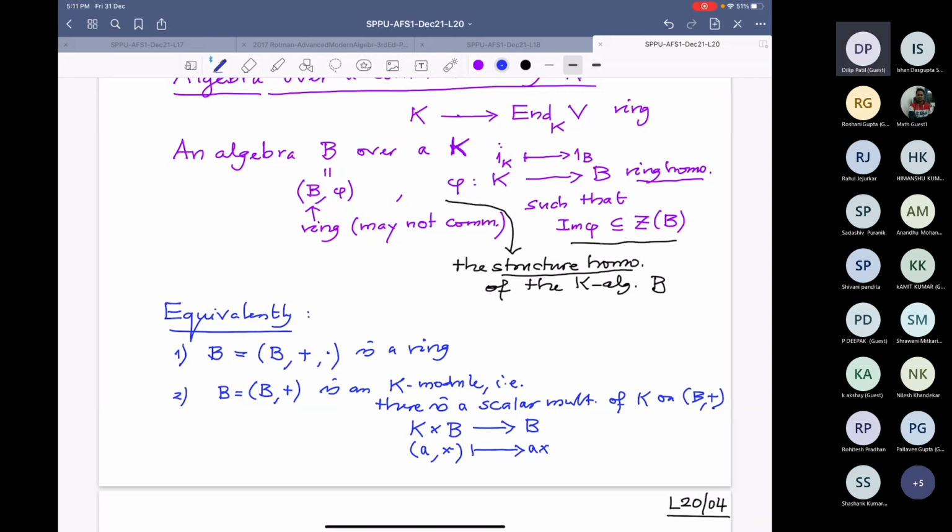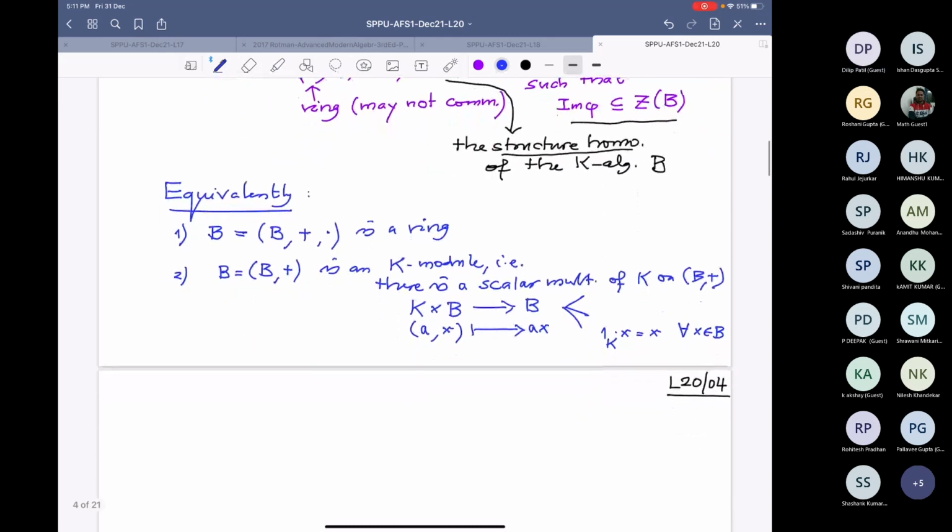And this should satisfy several properties. That it is compatible with this plus. That means whether you add elements of B and then multiply by scalar, or multiply scalars first and then add later, those results are equal. Similarly, the last one: 1 of K times any x is x for every x in B. Some people who study non-commutative rings call it a unitary module, because for many of them the modules are not unitary, but we don't go into that kind of generalities.